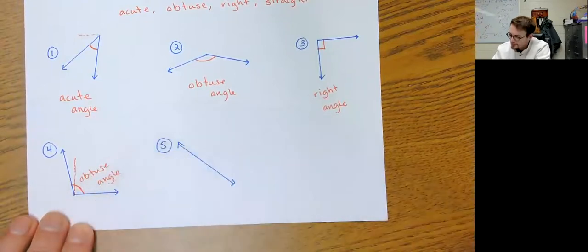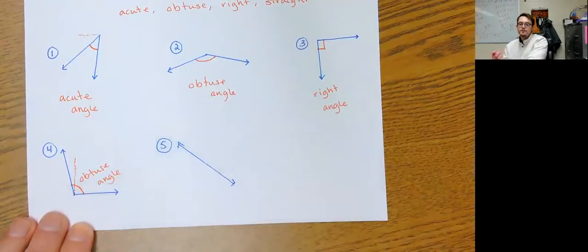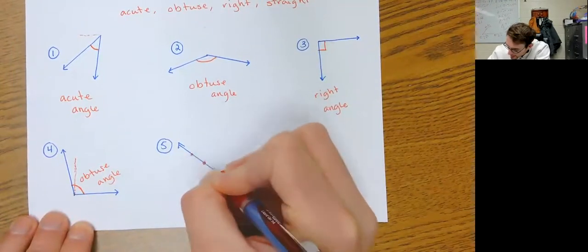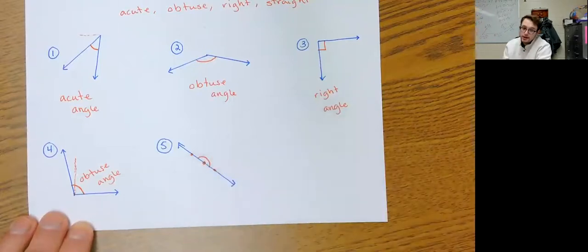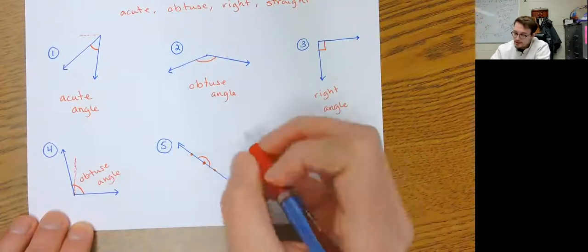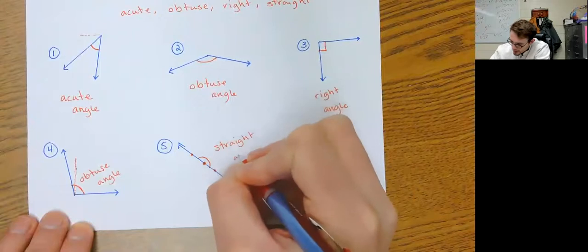Now this one just looks like a line, and that can be confusing sometimes. What it actually is, if the vertex was here and we had these points, it's a straight angle. So a line is actually a straight angle. It can be a straight angle so long as you have a vertex. So if there's a vertex there, then it is a straight angle. So straight angle.